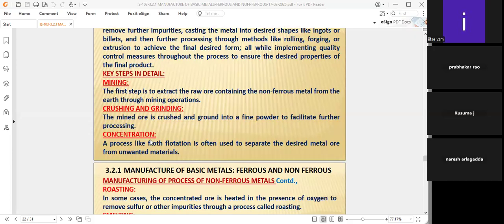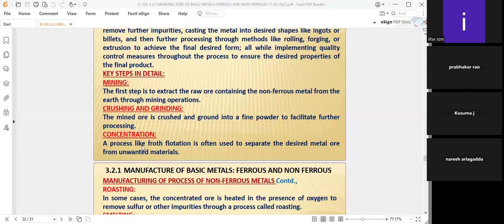Remove the non-ferrous materials of various type series. For example, the process like concentration means the removal of the required non-ferrous metal from this crushed powder. That is the intention. That means concentration means the non-ferrous metal can be removed by leaving the impurities as such. That's what concentration is.